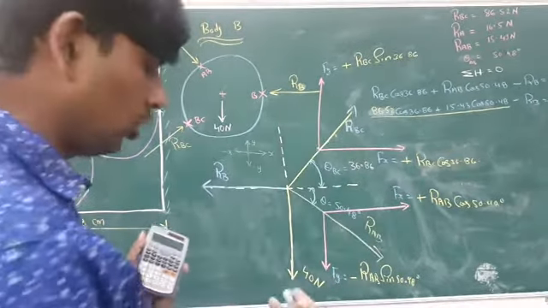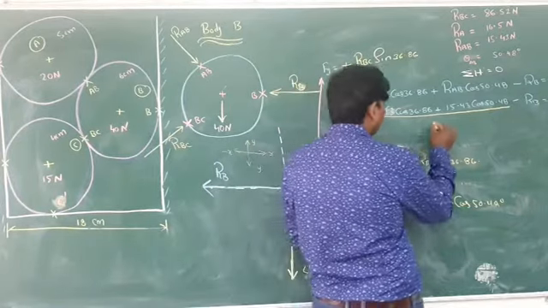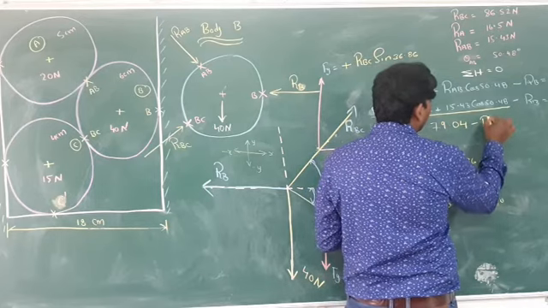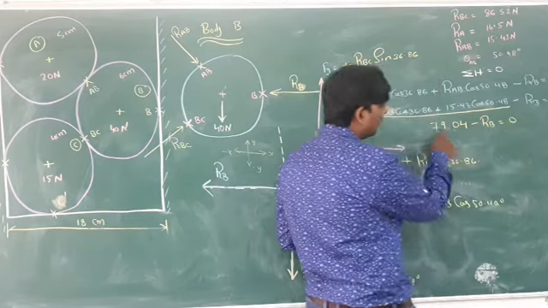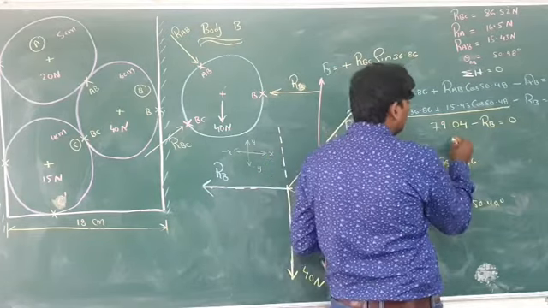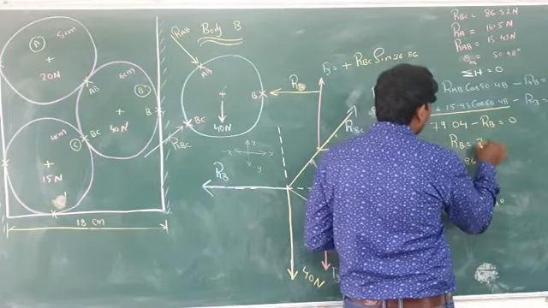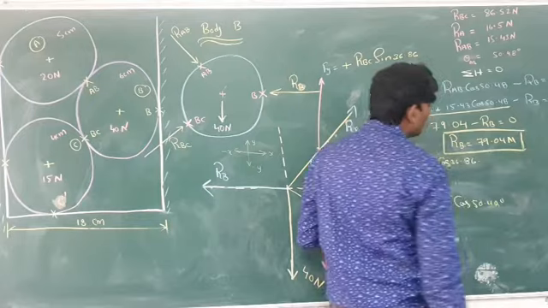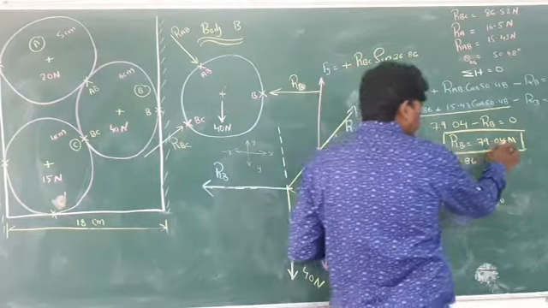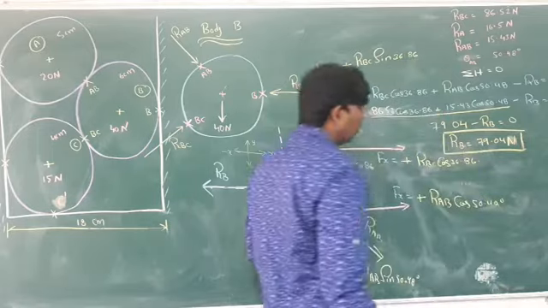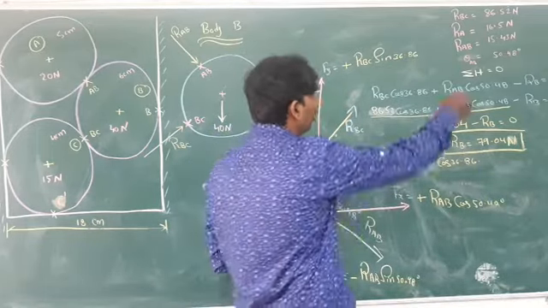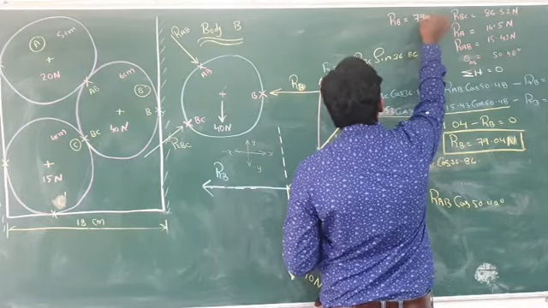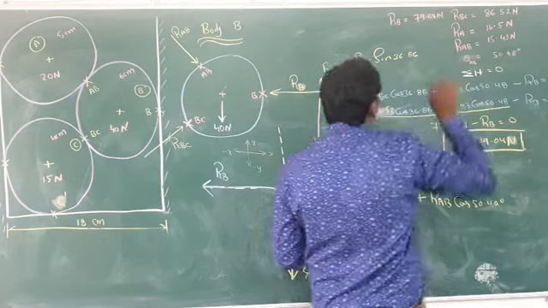79.04. So here in place of that you can write 79.04 minus RB is equal to 0. If you shift this RB to this side, it becomes RB is equal to 79.04 Newton. The unit of this one is Newton. Now you got the value of RB also. So I'll write the value here: RB is equal to 79.04 Newton.